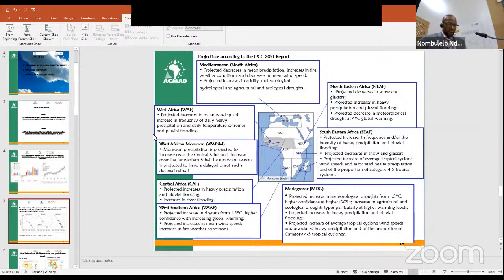In South Madagascar, I'm talking about, meteorological drought is projected to increase from 1 degree Celsius, with higher confidence at global warming levels, and an increase in agricultural and ecological droughts, particularly at a high warming level. We are expecting an increase in heavy precipitation, fluvial flooding, an increase of average tropical cyclone wind speed associated with the heavy precipitation, and the proportion of category 4 to 5 tropical cyclones is expected to increase.